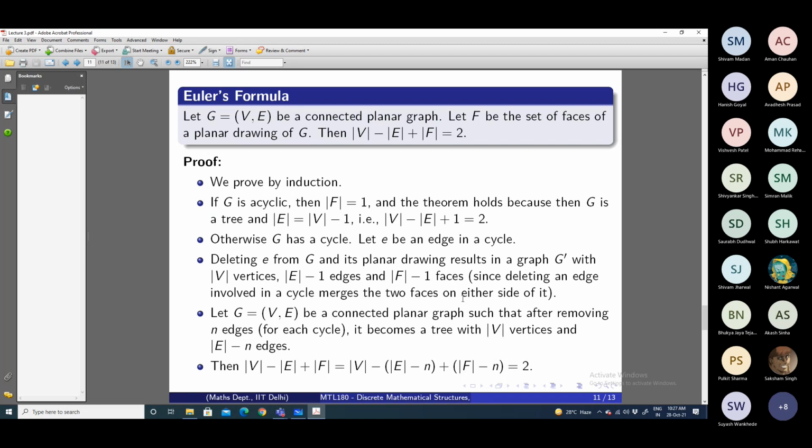Therefore, say G is a connected graph, and say after removing n edges it becomes a tree. Since you removed n edges, you have a tree with v vertices, e minus n edges, and the number of faces will similarly be f minus n. Therefore this number equals this number, and we have already seen that for a tree this number is 2, so that is 2. So we are done.